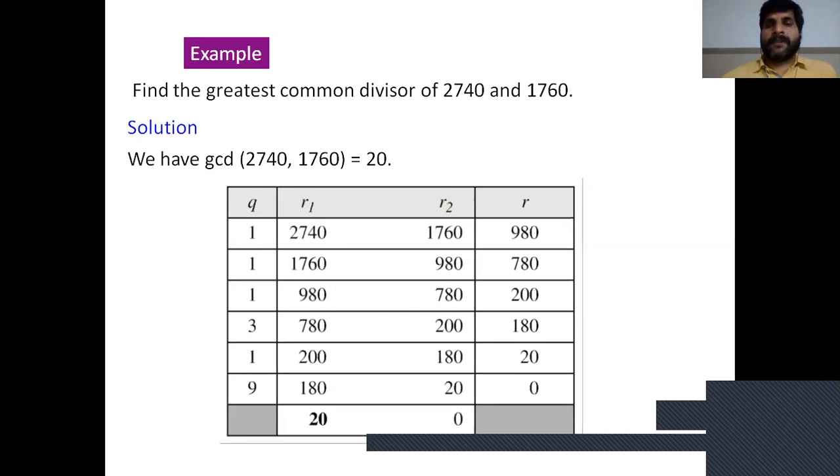Find the greatest common divisor of 2740 and 1760. Solution of this question: we have GCD(2740, 1760) equals 20. How? The operation of GCD according to the Euclidean algorithm: Q stores the quotient, R1 stores the larger number, R2 stores the second number, and R stores the remainder.